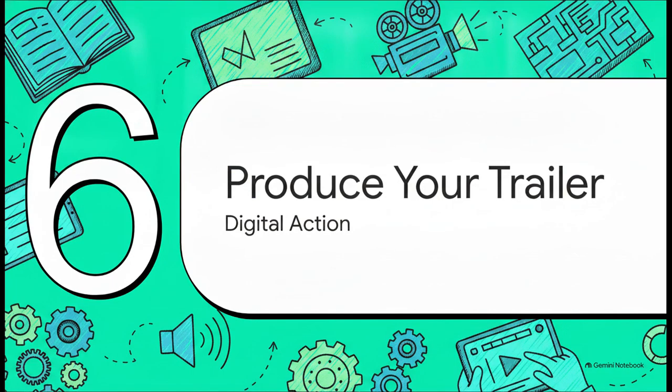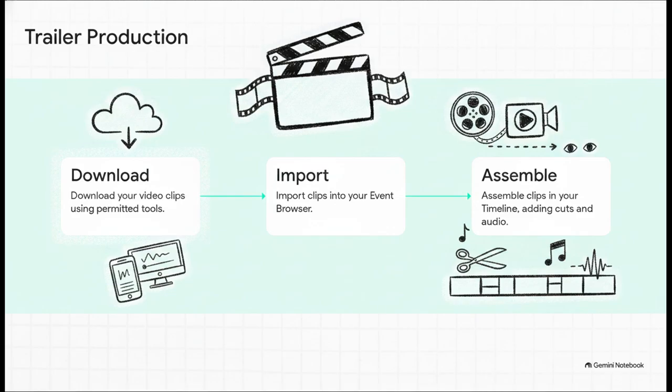Section 6. Producing your trailer. Digital action. We've analyzed the texts, visuals, and audio. Now it's time for digital action, where you take all this theory and put it into practice. Let's move to your final project and see how this all builds together. First up, you'll gather your media, downloading permitted clips using tools like Clip Converter. Next, you'll import those clips into your editing software, like iMovie or Magisto. In iMovie, this lives right in your event browser.